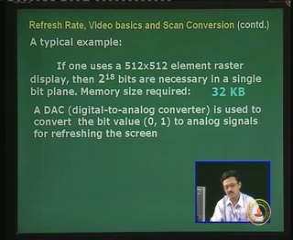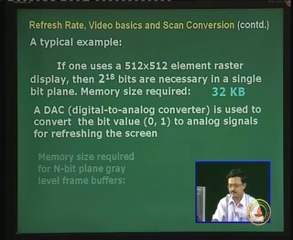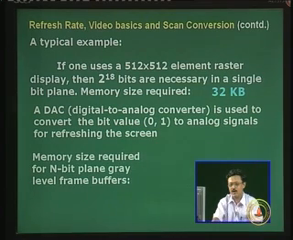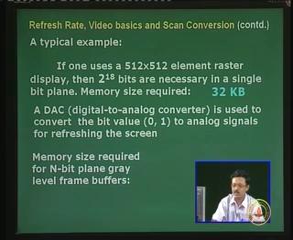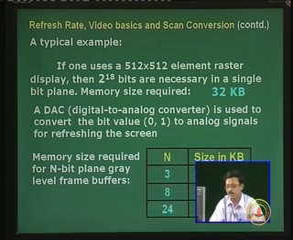The strength of the electron beam in turn will dictate the intensity on the screen, and it will of course have to be refreshed. That is fine. Memory size required for an N bit plane gray level frame buffer. We talked of the previous example in this slide where capital N was equal to 1, so a single bit plane, but now with this 512 cross 512 element raster display, if we keep on increasing the value of N, what is the memory required?